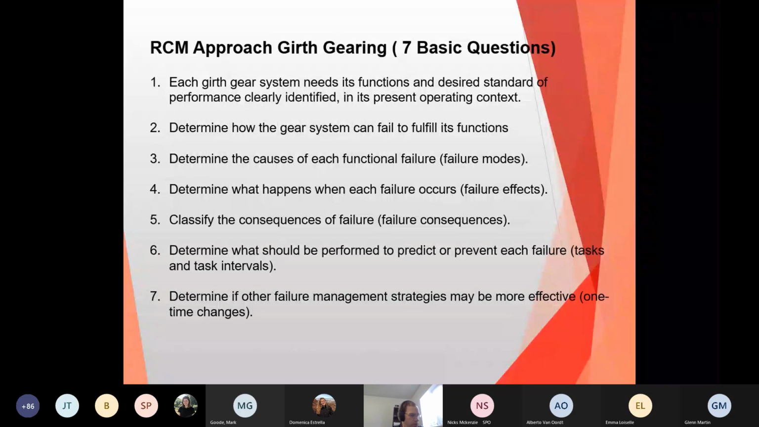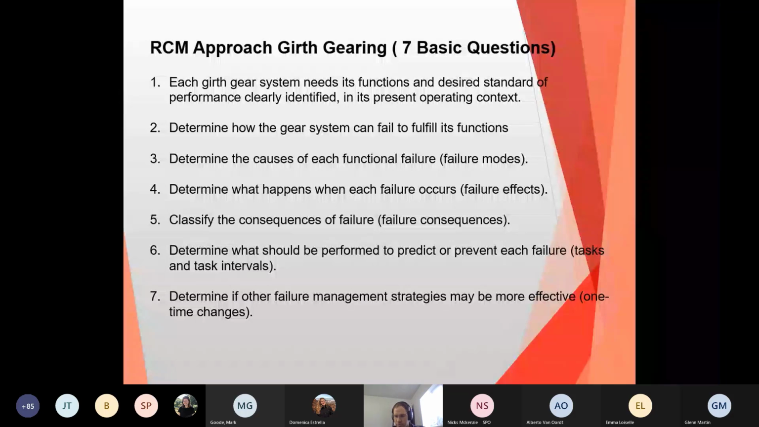So we'll dive into the RCM approach, which I think a lot of you are probably maintenance personnel, but basically there are 7 basic questions that get asked. So each girth gear system or asset needs its functions and desired standard of performance clearly identified in its present operating context, which really means, how do you plan to run this?